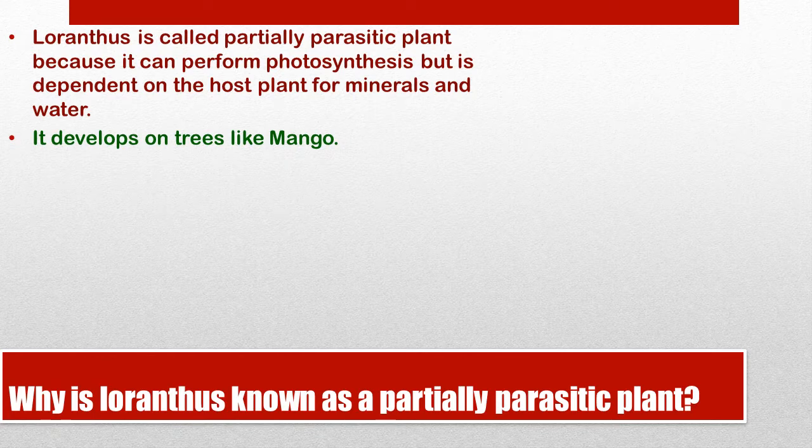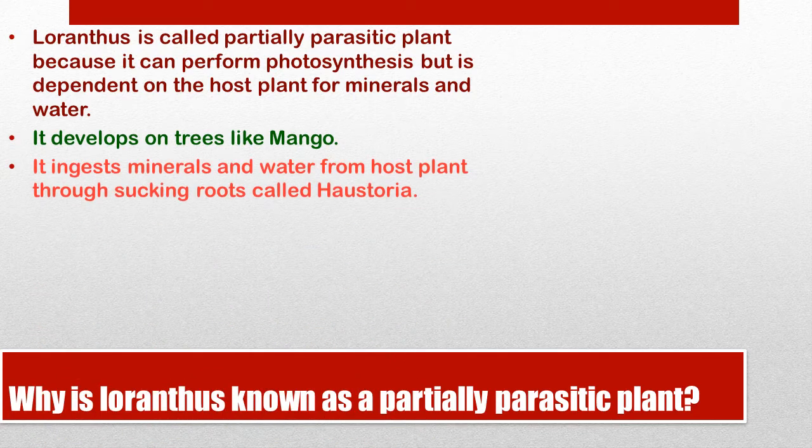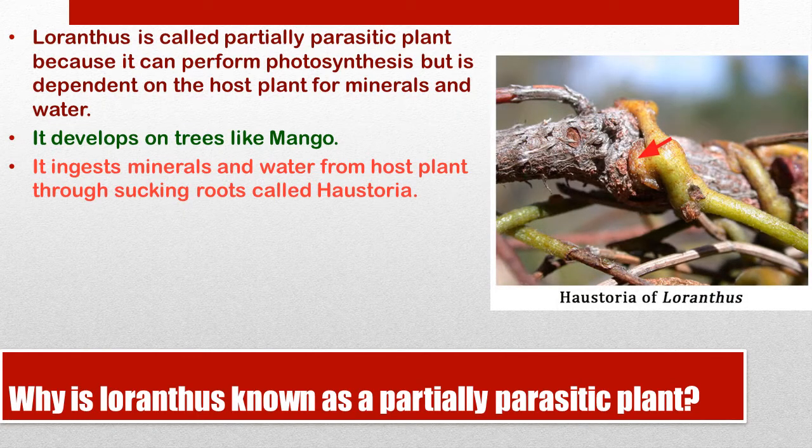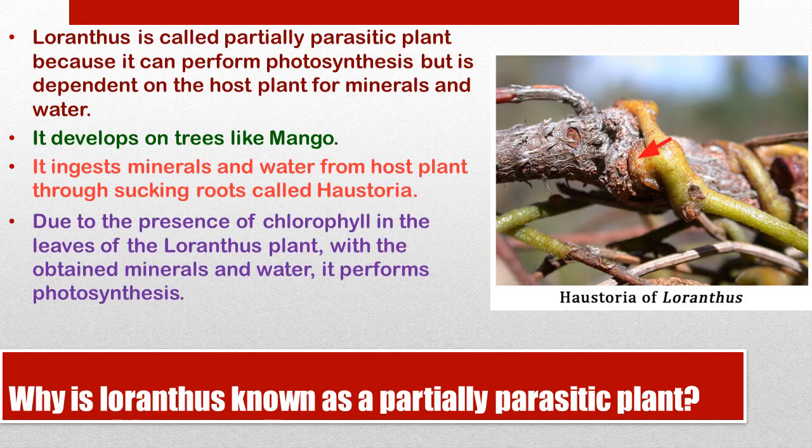It develops on trees like mango. It takes in minerals and water from the host plant through sucking roots called haustoria. So haustoria are the sucking roots through which the loranthus plant takes in water and minerals from the mango tree, or from the host plant.